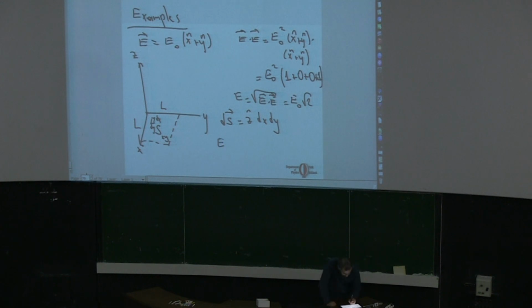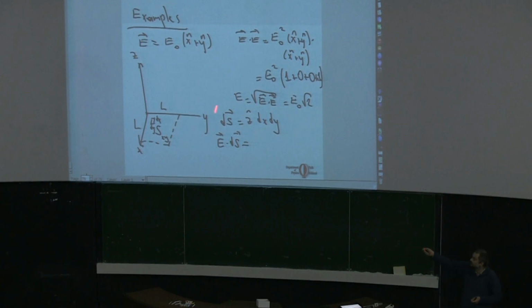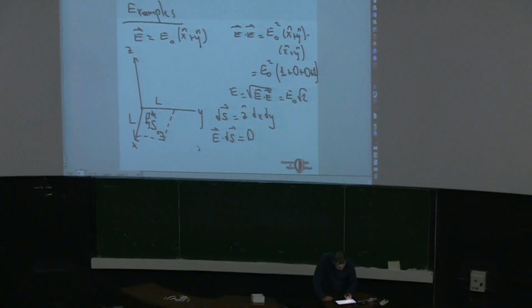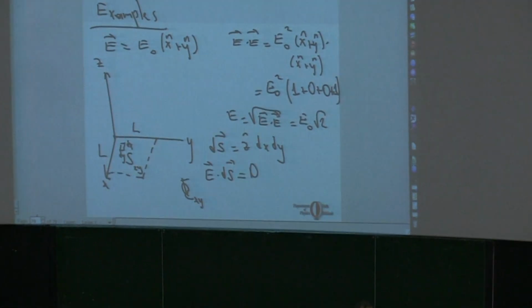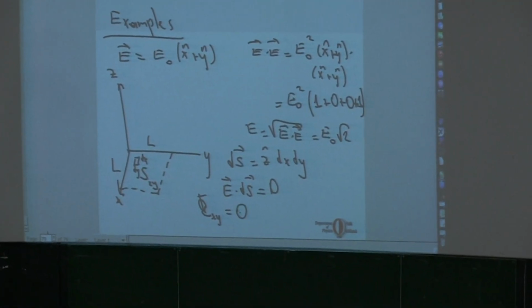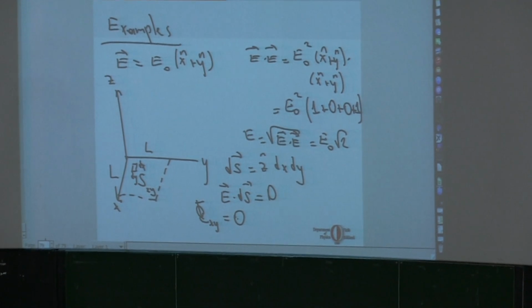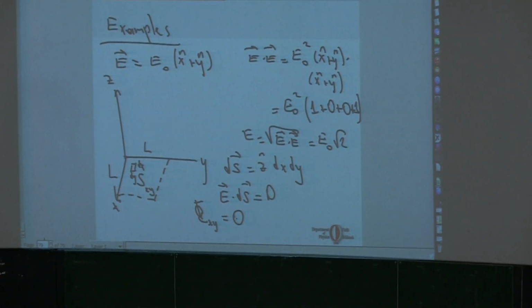E dot ds, this is equal to, this is my electric field, this is my ds. Z hat dot x hat is 0, they are perpendicular. Z hat dot y hat is also 0. So this is just 0. So the flux that goes through this surface in the xy plane is 0. It makes sense because this is the direction of our electric field.